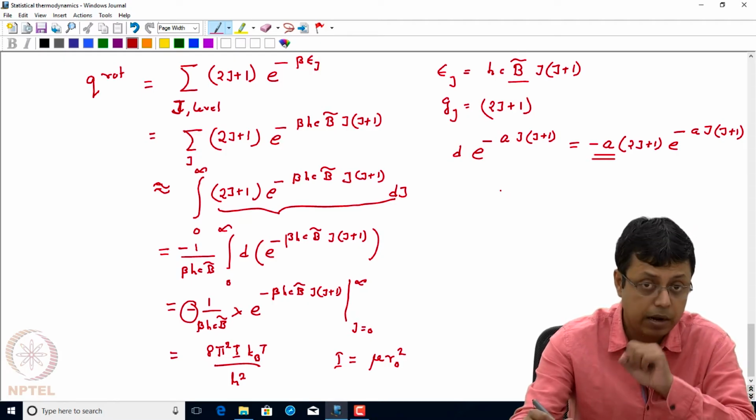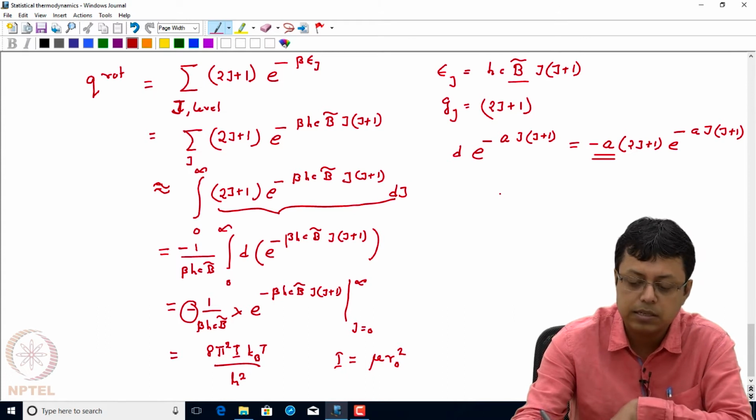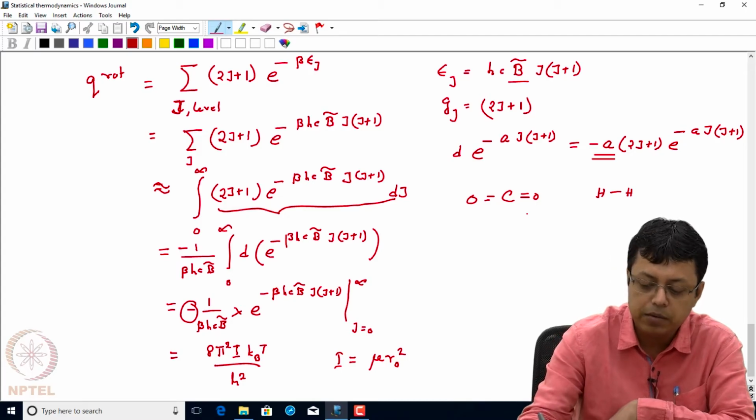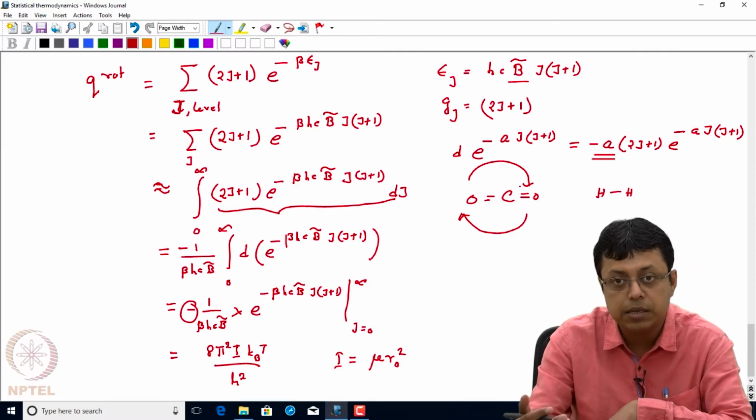Now we have to be careful for homonuclear diatomic systems or systems which have symmetry. For example, if I take carbon dioxide or another homonuclear diatomic molecule like hydrogen, what will happen is that even a 180-degree rotation will create a similar structure.